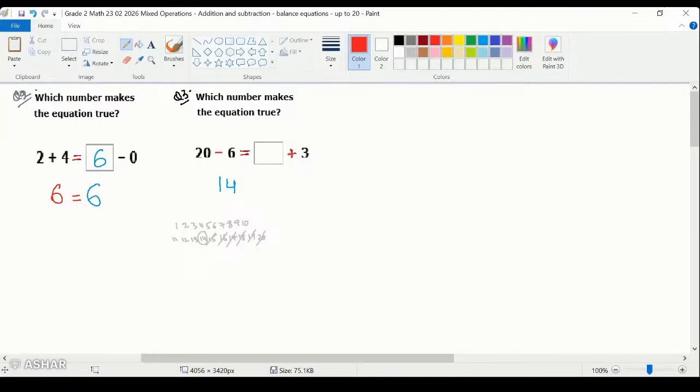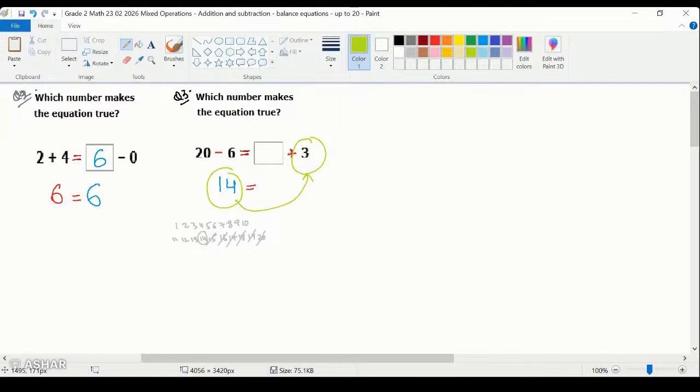Agreed? Then they're asking us what number should be added to 3. What number should be added to 3 to make it 14? Agreed? Can we say we find the difference of these two numbers?